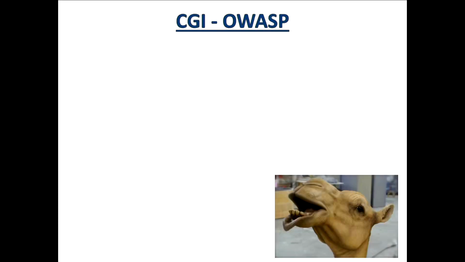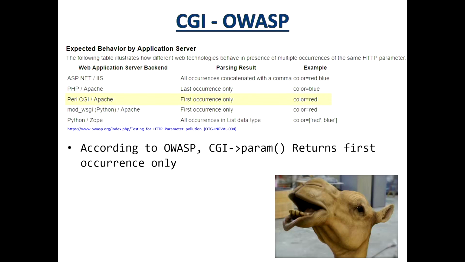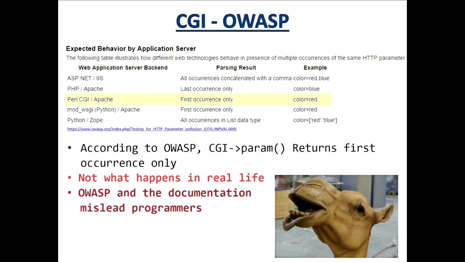But what does OWASP have to say about that? According to them, the Perl CGI module only takes the first occurrence, while in reality it returns a list of occurrences. That makes both the documentation and OWASP blind to the idea of an HTTP parameter pollution attack, and as a follow-up, mislead every programmer who reads them.